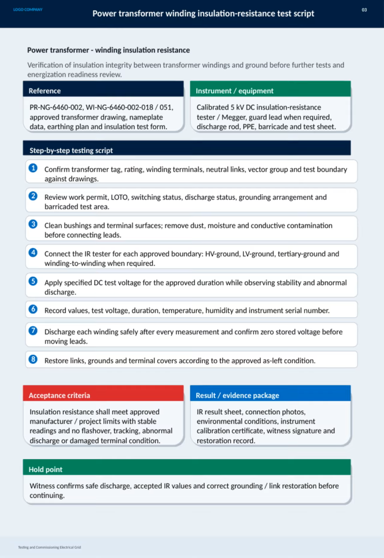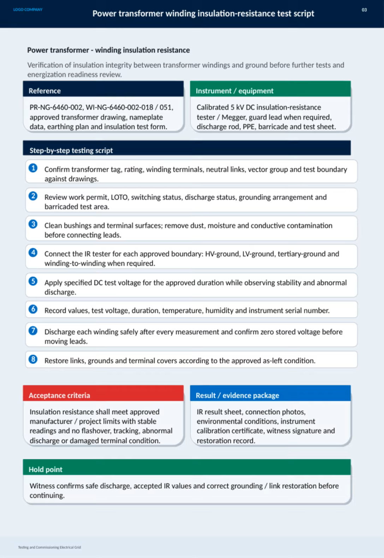We then apply the specified DC test voltage for the duration defined, carefully watching for any instability or abnormal discharge. It's essential to accurately record all relevant data, including resistance values, voltage, test duration, temperature, humidity, and instrument details. After each measurement, we safely discharge the windings to avoid stored voltage hazards before moving on. Finally, we restore all links, grounds, and terminal covers to their approved as left condition.